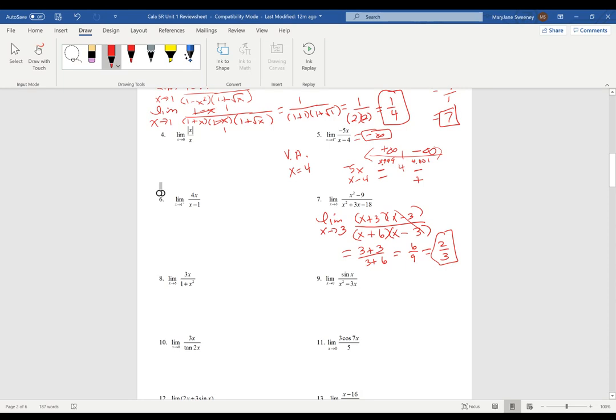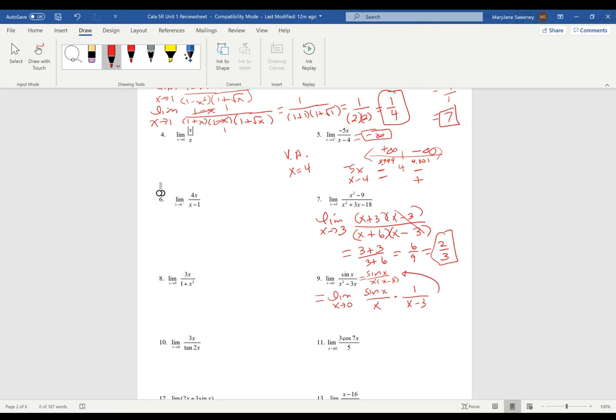9, this is interesting to look at. If I plug in, I get 0 over 0, indeterminate form. So I'm going to actually rewrite this as the limit as x approaches 0 of sine x. And if I think about it, let me go back up here and factor. If I factor out an x, I can make sine x over x, and then I have a 1 over x minus 3. So if you think of multiplying those fractions through, you get what's up here.